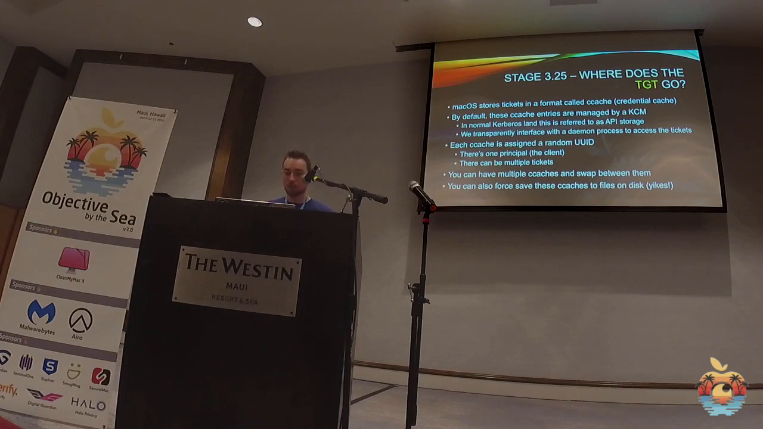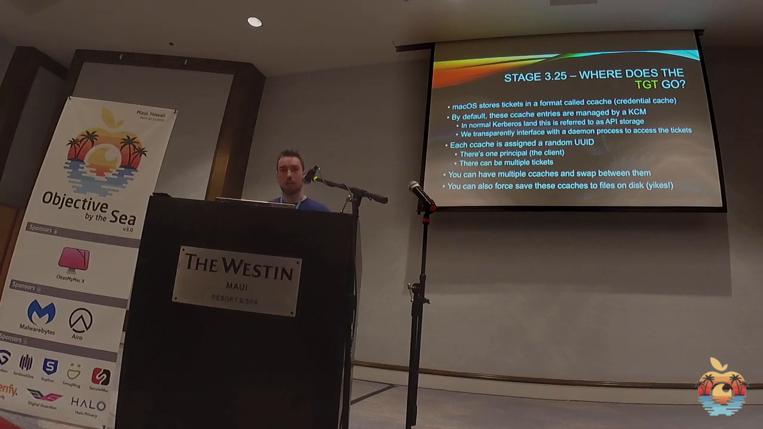So on macOS, these tickets are stored in a format called Ccache. They're credential caches. By default on your Mac, they're managed by a KCM. This is a process-based daemon living on your computer that will handle all these requests transparently for you as you hit these APIs to pull out this data. Each cache is assigned a random UUID. There's one principal per cache, which is you, and you can have multiple tickets within it. All those tickets should belong to that same one principal. You can have multiple caches on a system. One will be your default, but you can specify any of them to use. So you can have multiple different TGTs that you then swap between as you do additional requests.